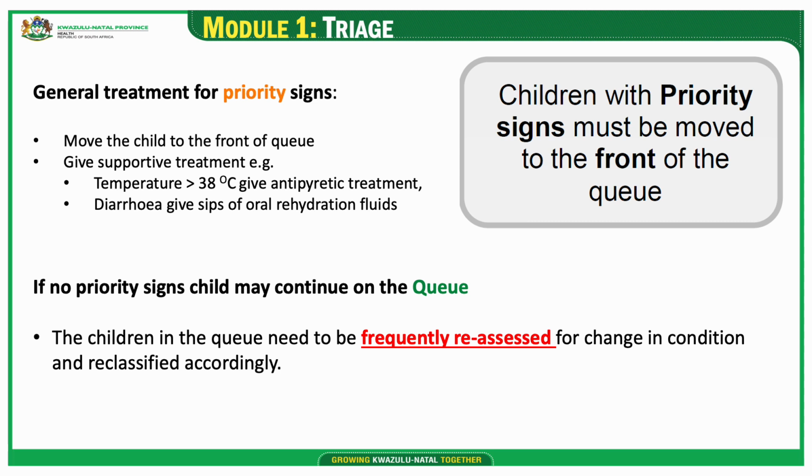You can start some management while they're sitting at the front of the queue. For instance, if they have a temperature of above 38, you could give them some paracetamol. If they have diarrhea and have signs of impaired circulation, you could give them sips of oral rehydration. If there are no priority signs, the child may continue to sit in the queue. However, please note that they need to be frequently reassessed for changes in condition and then reclassified accordingly.